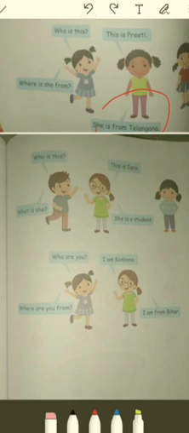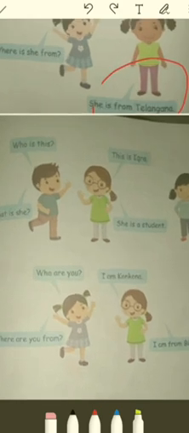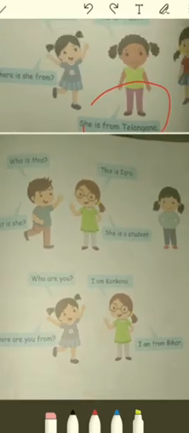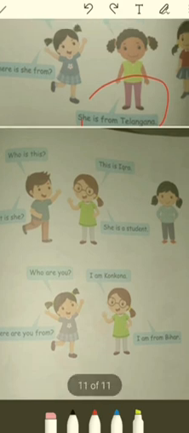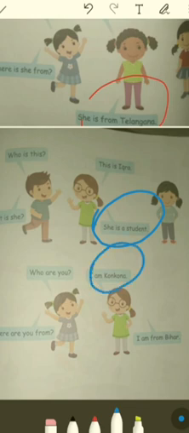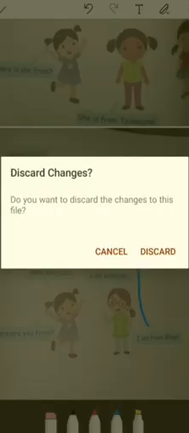Who is this? This is Ikra, right? What is she? She is a student. Who are you? I am Konkana. Where are you from? I am from Bihar. Clear? So that's how it goes. You should also likewise try speaking in English. Okay. And learn more and more English day by day.